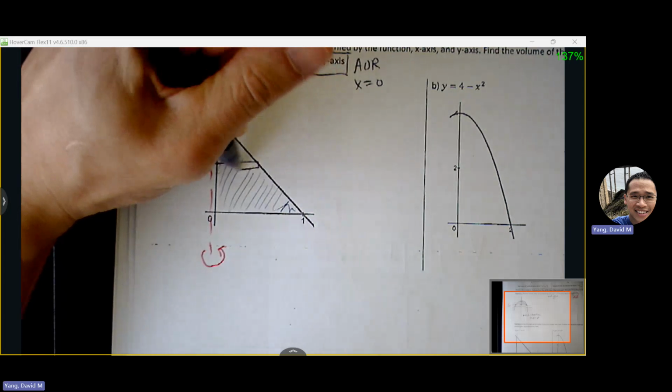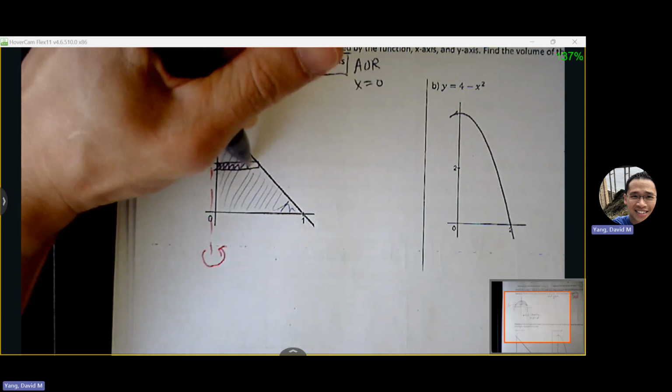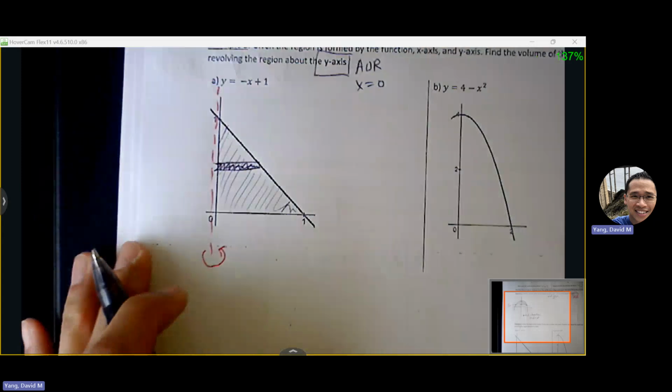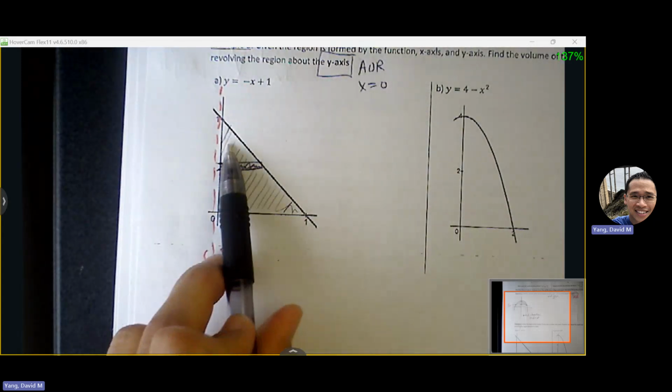It doesn't matter where you draw the radius. I typically like to pick somewhere in the middle to draw, but if you put it down here, it's fine. Put it up here, it's fine.